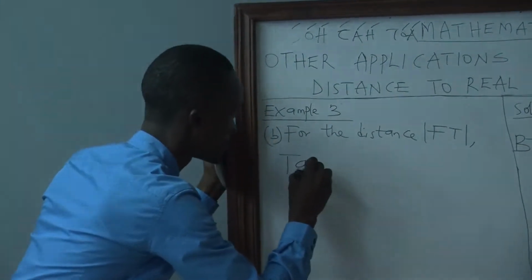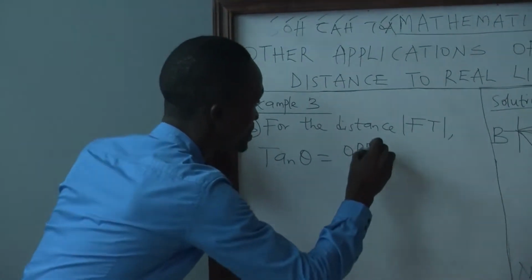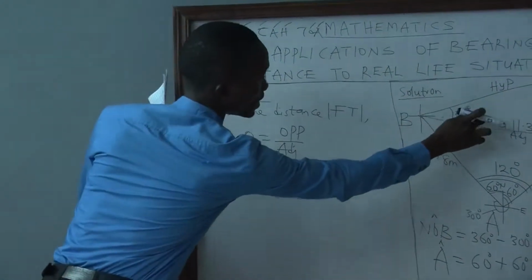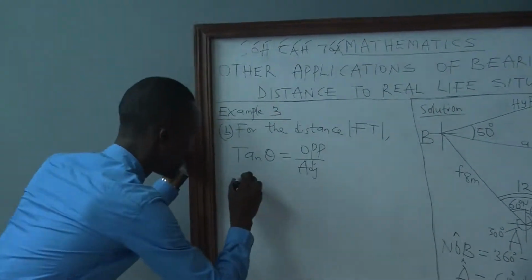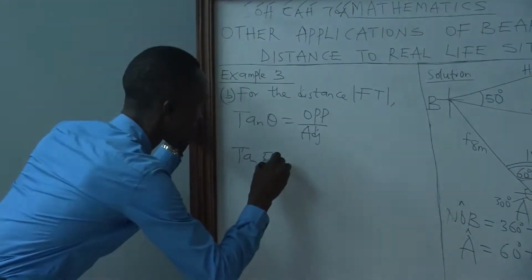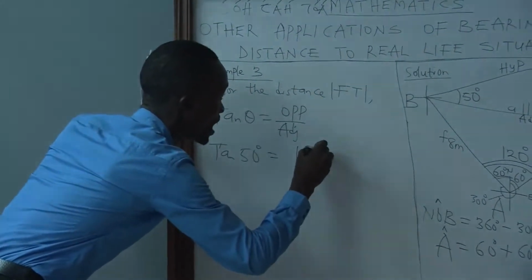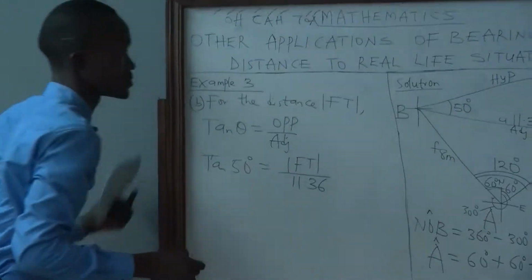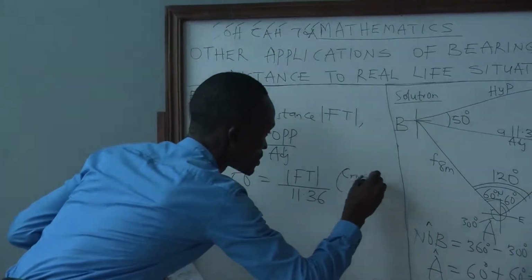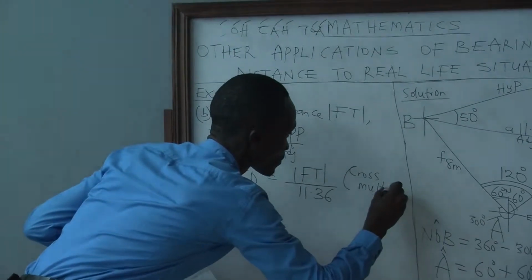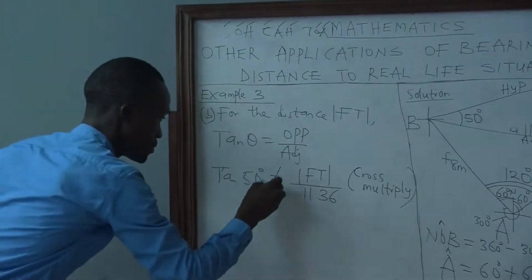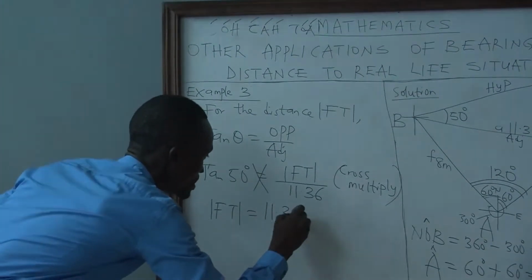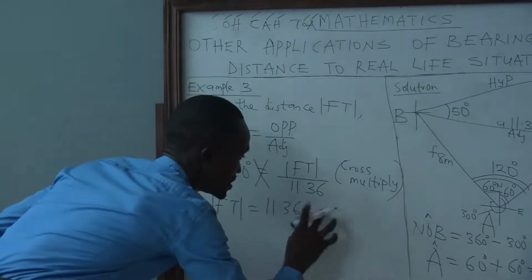So we have tan theta to be opposite over adjacent. And the value of our theta from that triangle is 50 degrees. So we have tan 50 degrees is equal to FT divided by 11.36. So from here, if you cross multiply, we have FT to be 11.36 times tan 50 degrees.